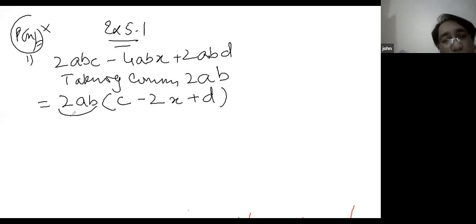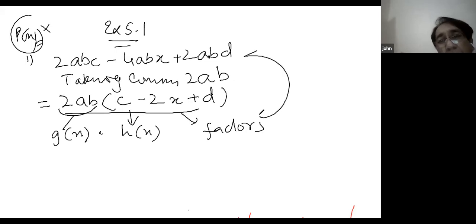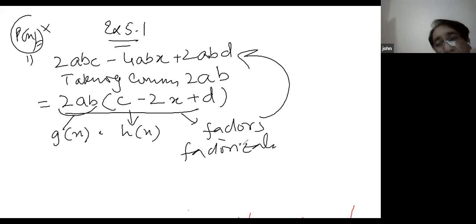Again, we got two factors. First factor is G of X, and the second factor is what? This second factor is H of X, according to the definition. So these two are known as factors. These two are the factors of the above question. So the process is known as factorization. I hope it is clear.